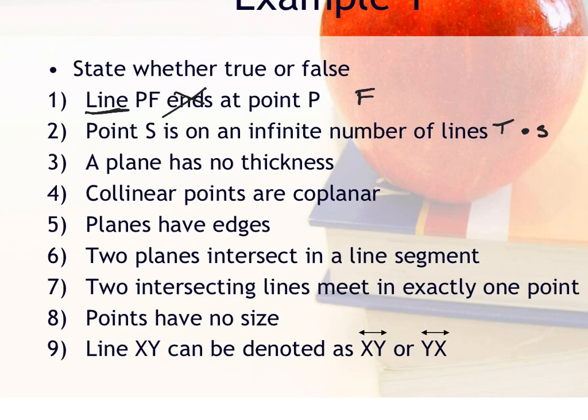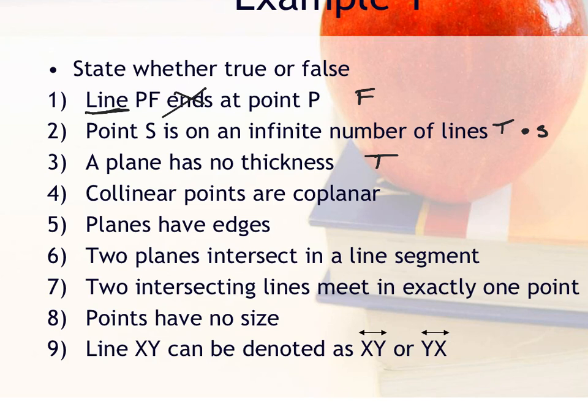A plane has no thickness. True. We don't care about that thickness. We're not measuring that. Collinear points are coplanar. Here's what we mean by that, because we didn't talk about that. Imagine my Apple Pencil here has 3 collinear points, like 3 dots on here: one on one end, one on the other end, and one in the middle. When we say coplanar, it means that we can put them on the same plane.